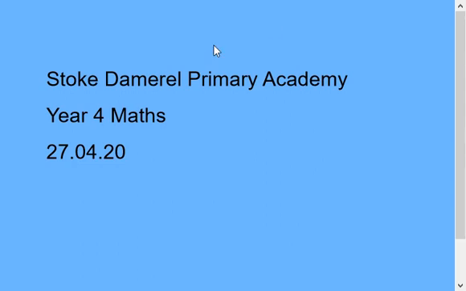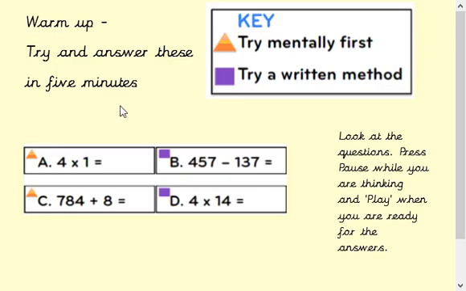As always this morning we will be starting with our warm-up. 2 questions, the triangle questions we'd like you to try and do in your head, and as always the 2 square questions we would like you, if possible, to use a piece of paper and a pencil if you need to do some jottings.